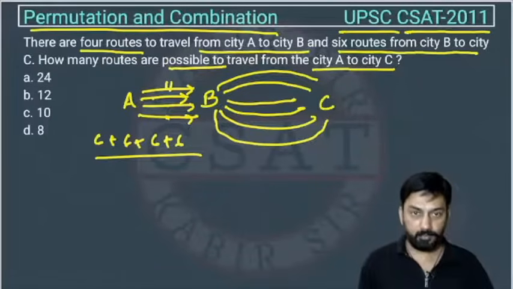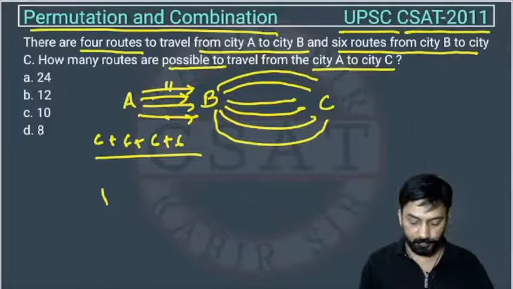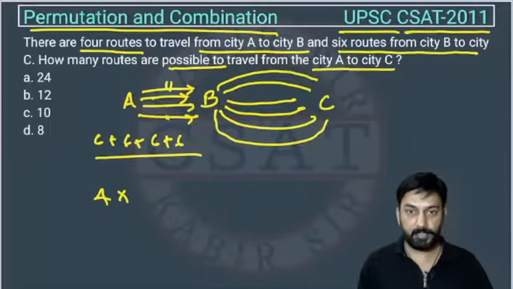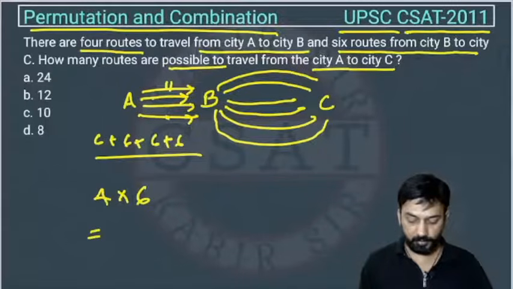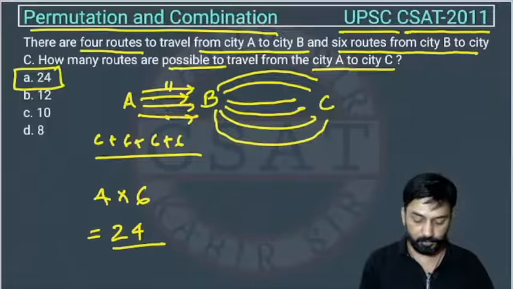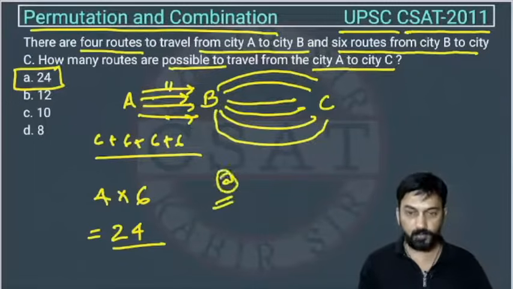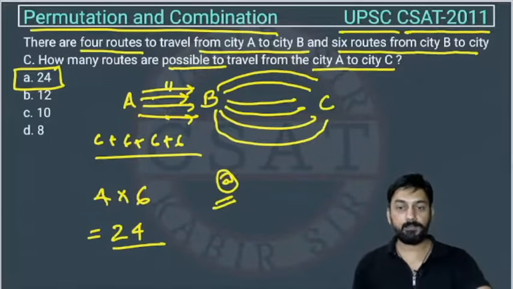Otherwise the best method to solve this kind of question is: from A to B, how many possibilities are there? 4, and for each possibility there are 6 chances, so total are 4 into 6, which is 24. So the answer is option A. The answer of this question is option A, right?